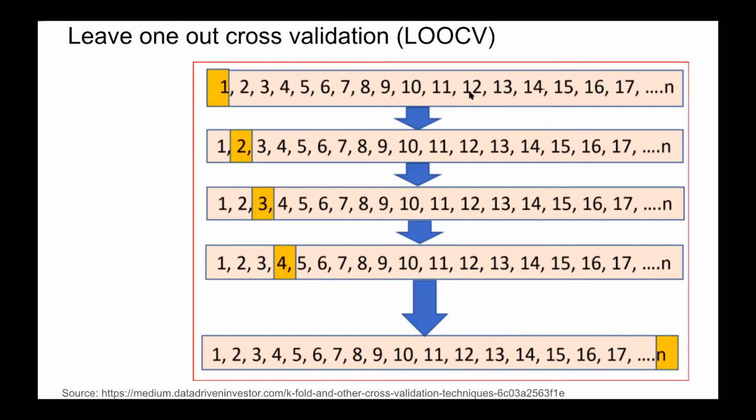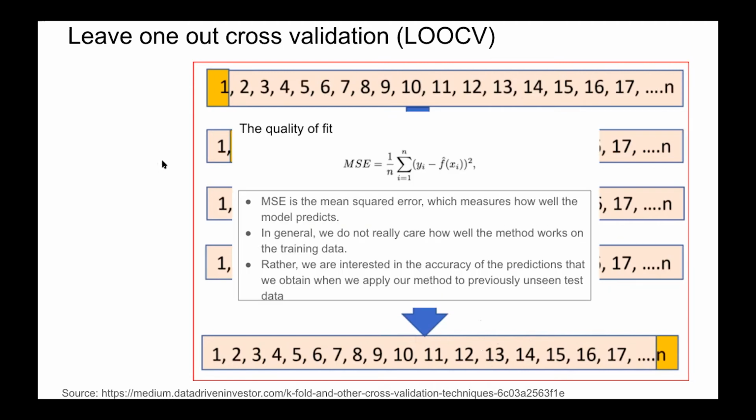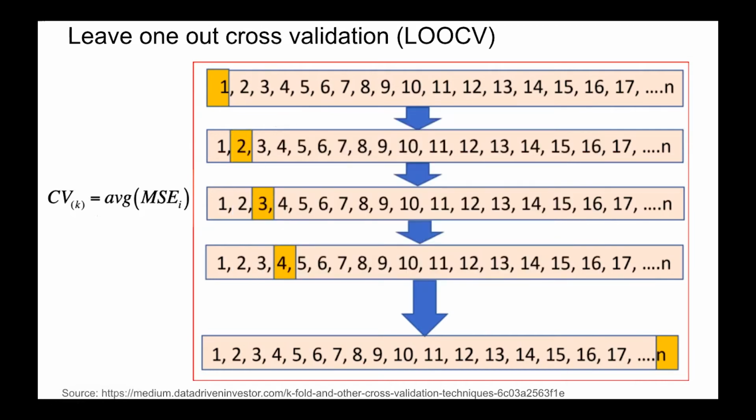In each data set you just leave one out. That's why it is called leave one out. By the end, you have fitted n models, and n models will give you n MSEs. The average of the MSEs is called the cross-validation error. You can check which model you should use by comparing the cross-validation errors, and I'll go with the model that has the smallest cross-validation error.